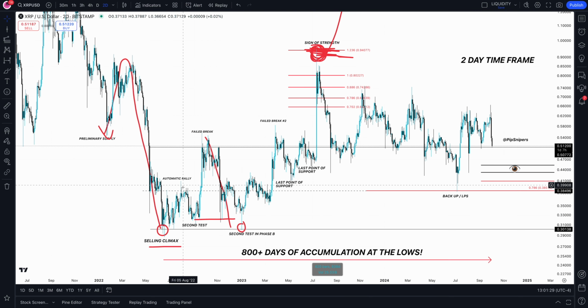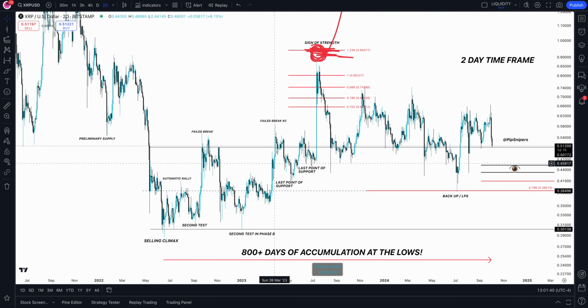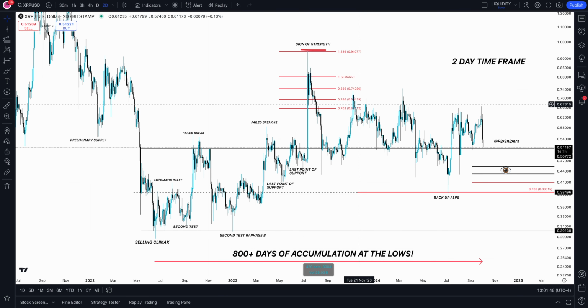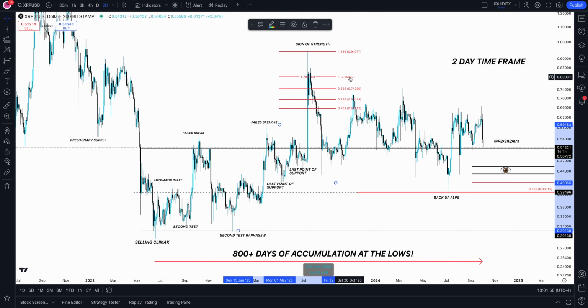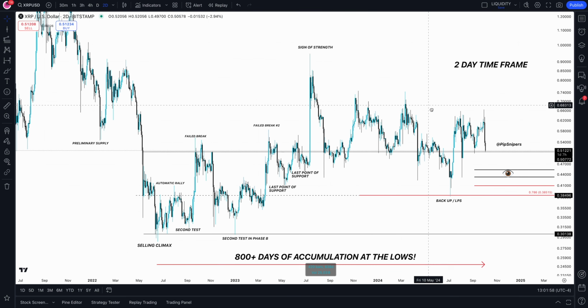But yeah, so with XRP, nothing to worry about. The reason I say that is because we're just accumulating sideways. It would be worse if we were coming down in a 5-wave move, or if we were having an impulsive move to the downside. But so far, this is just accumulation at the lows, right?